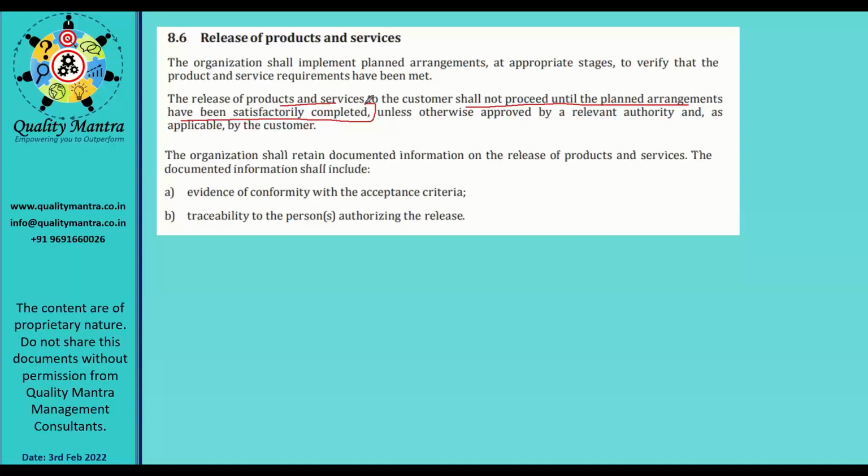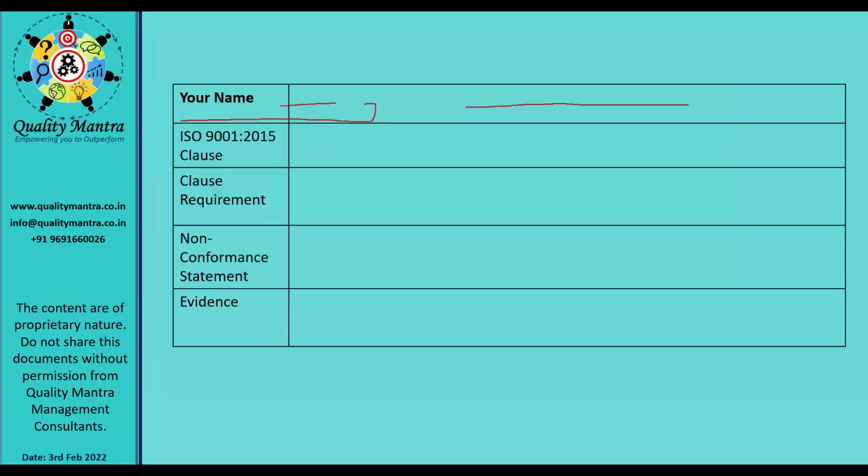Okay, it has not been satisfactorily completed. So अभी आपको क्या लिखना है फिर यहां पर? मिस्टर और मिस XYZ जो भी है ना, जो भी लोग लिखेंगे इसको, क्लॉज नंबर व्हाट? 8.6. व्हाट इज दैट? रिलीज ऑफ प्रोडक्ट्स एंड सर्विसेज. रिलीज ऑफ प्रोडक्ट्स एंड सर्विसेज. तो आप लिख दीजिए इसको, रिलीज ऑफ प्रोडक्ट्स एंड सर्विसेज.